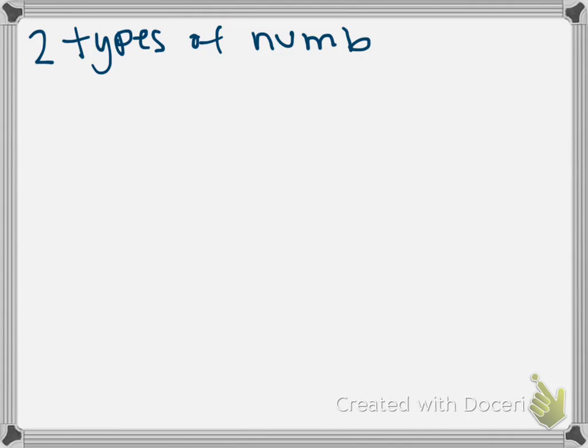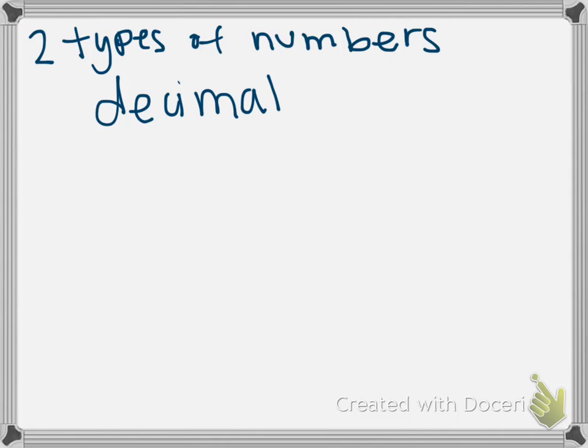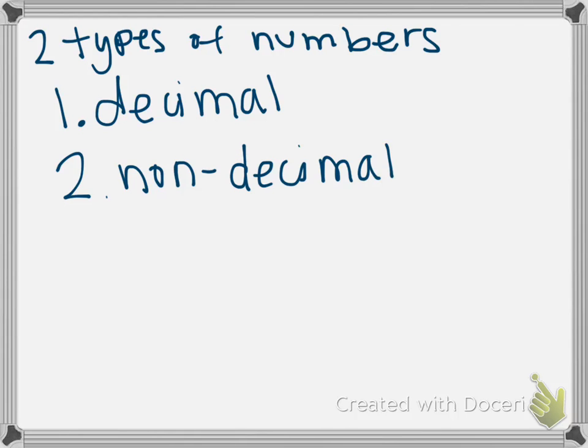Alright, so any number, you can have two types of numbers. Alright, you can have decimal numbers, or you can have non-decimal numbers. So any number you ever deal with is either going to have a decimal or not going to have a decimal. So the first one that we're going to talk about is decimal numbers.